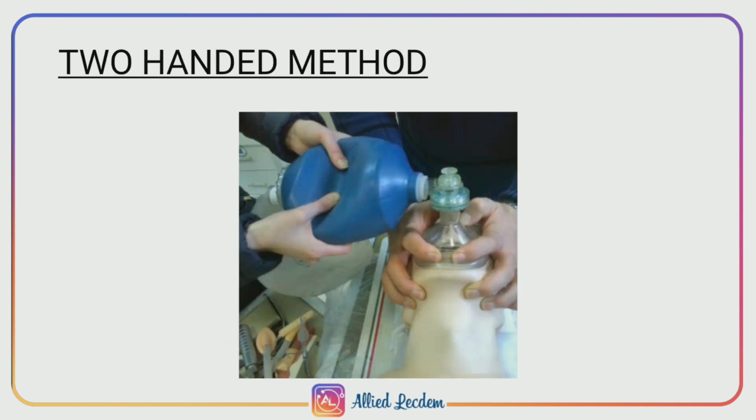Two-handed method. As it requires both hands, a second person is necessary for assisted or controlled ventilation. Here, thumbs are placed on either side of the body of the mask. Index fingers are placed under the angles of the jaw, and the mandible is lifted and the head is extended.